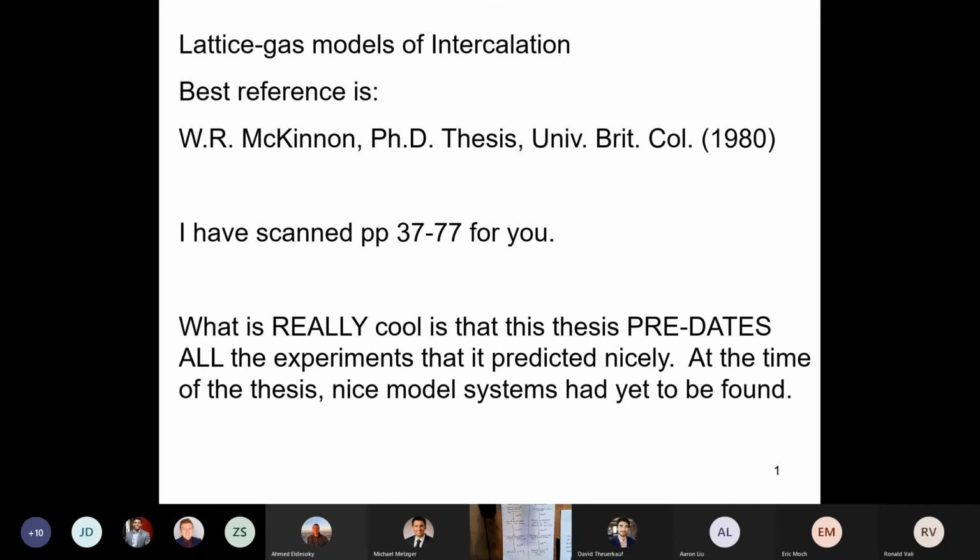So when I went to UBC as a graduate student in 1978, nobody really had a good picture of what was going on. Why did the voltage vary with lithium content in these electrode materials?